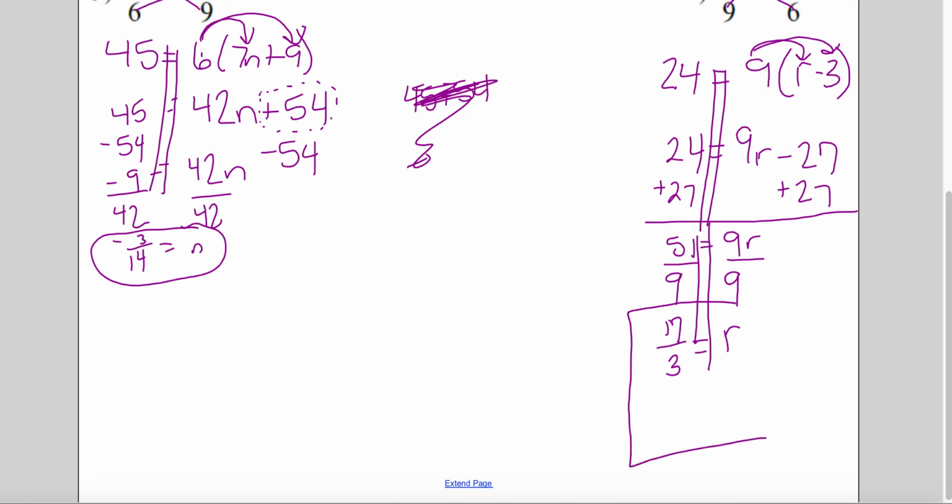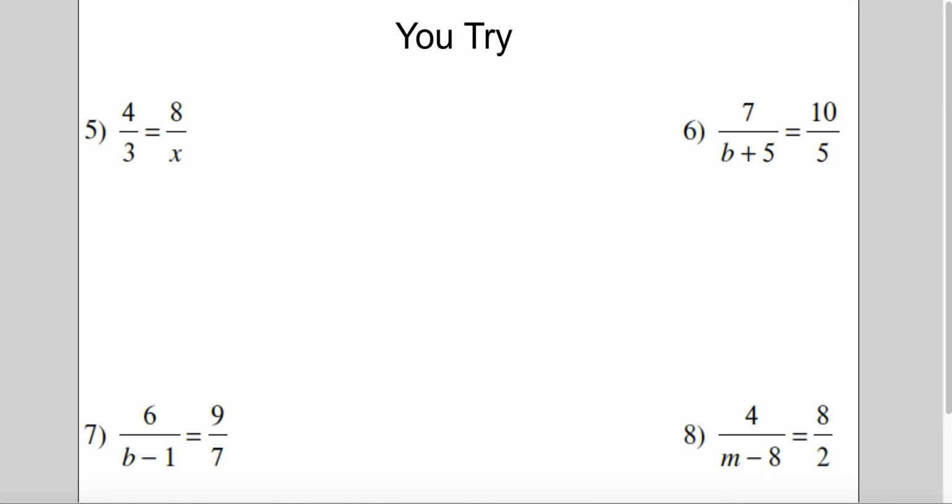And you could flip that around if you wanted to. There might be some people who say, you know what, 3 goes into 17 5 times with 2 left over. So you might want to change it into a mixed number, and that would be okay if you wanted to do that. Remember, for cross products, all you need to do is multiply across, set them equal to each other, and solve.